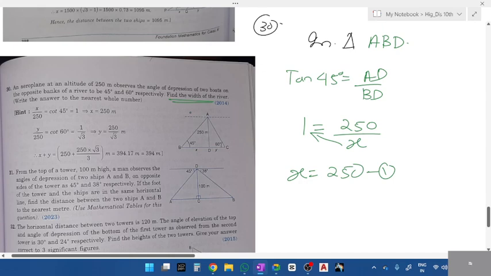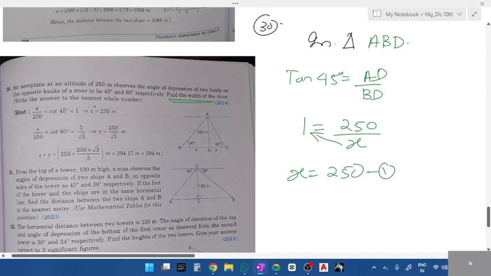So an aeroplane of altitude 250 is observed. Imagine the aeroplane is at point A. I'll explain the diagram. Aeroplane is at point A. The angle of depression of the two boats. There are two boats at B and C. So what is the distance between two boats? Isn't it BC?